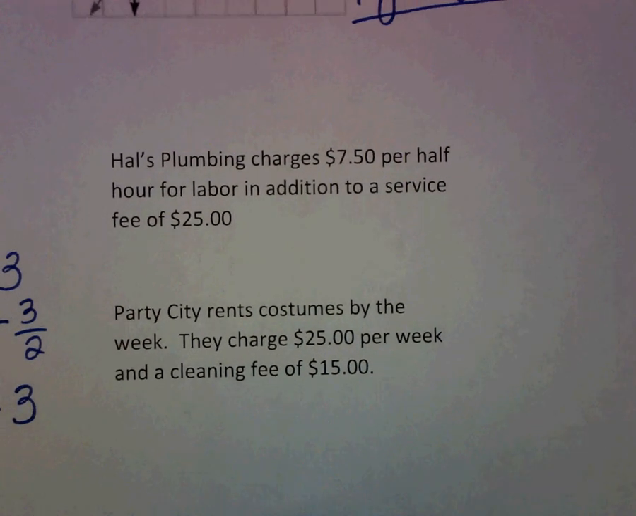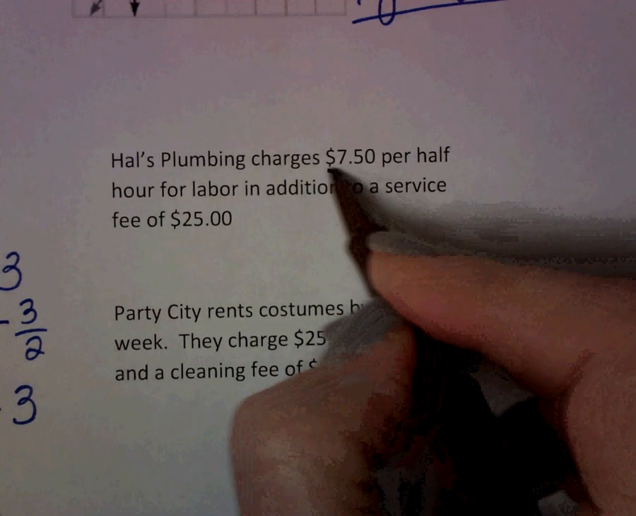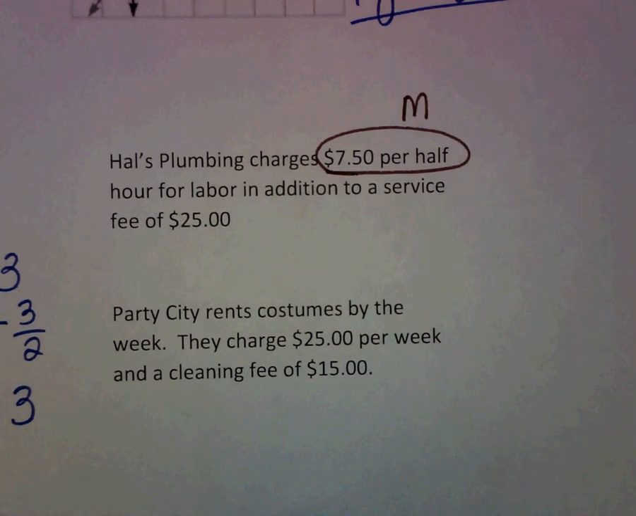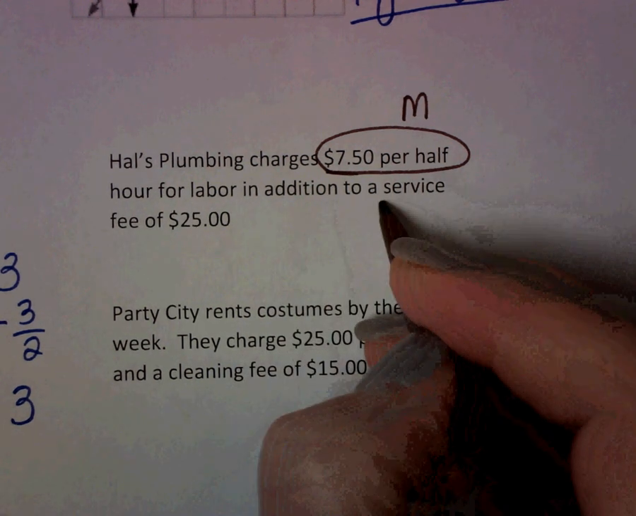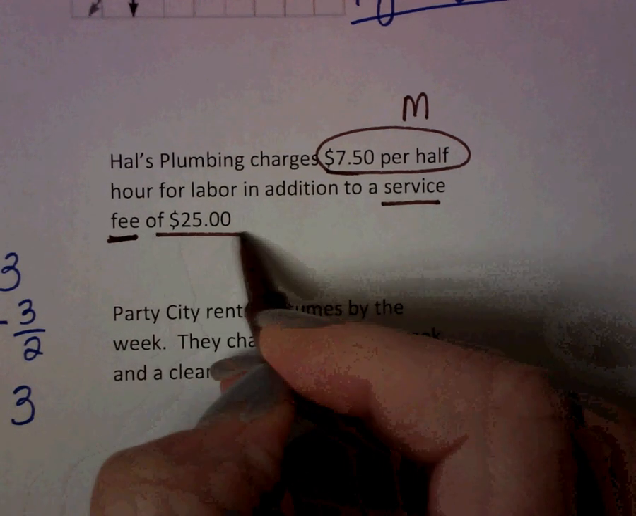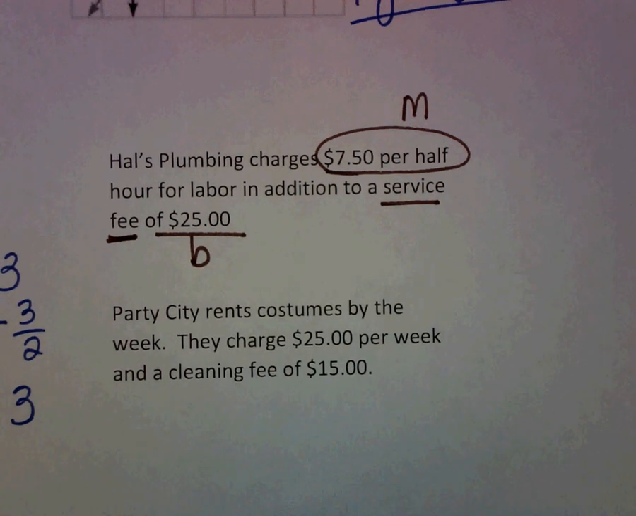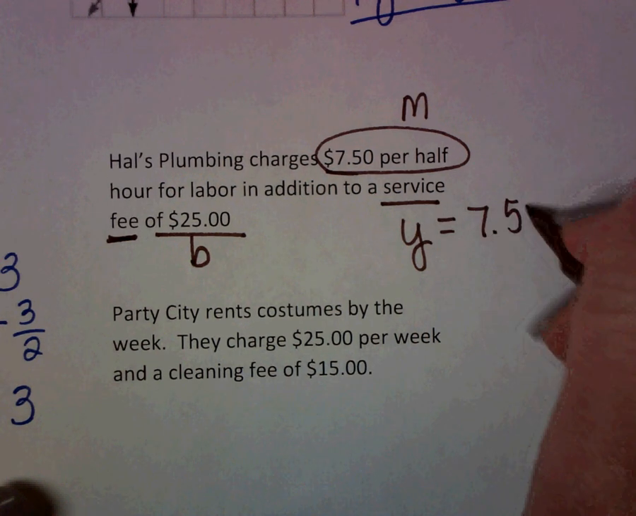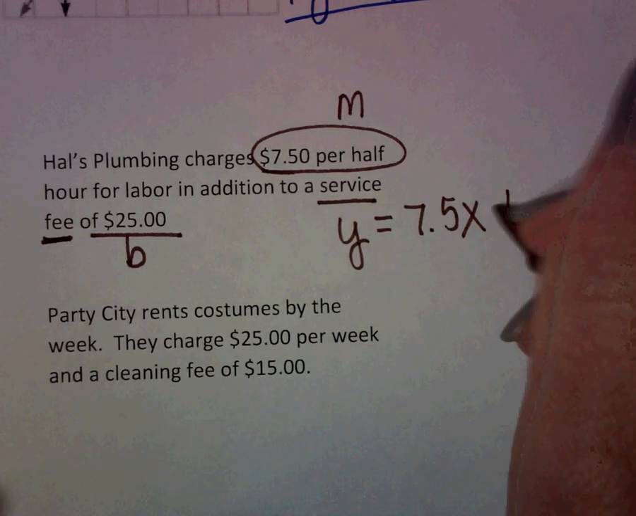Okay, so our next example. So remember, in our verbal examples, for slope or rate of change, we're looking for that per, and for the y-intercept, we're looking for that amount that we're only paying one time. So see here where it says $7.50 per half hour? That is our slope. It says in addition to a service fee of $25, that's going to be our y-intercept. So our equation would be y equals 7.50x plus 25.